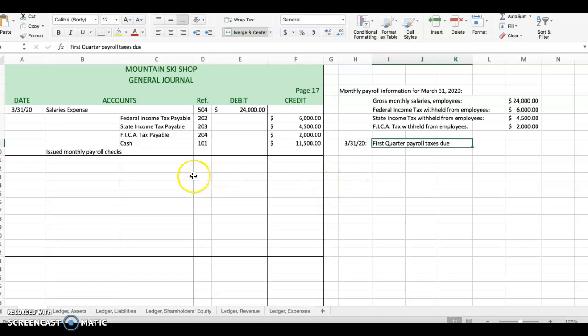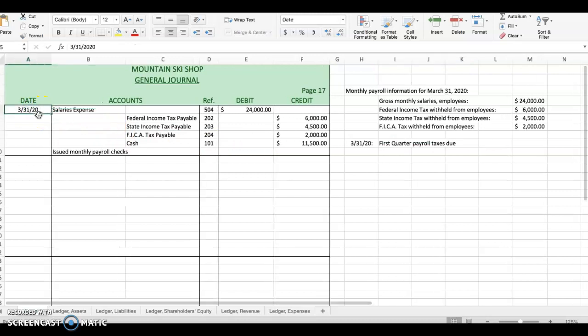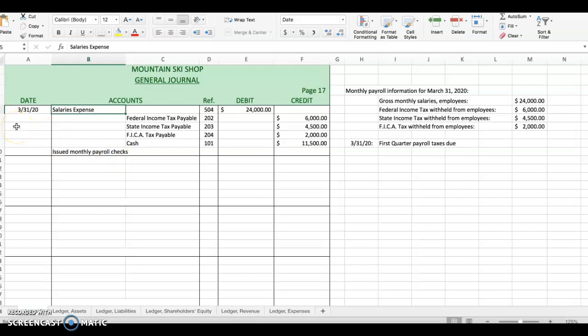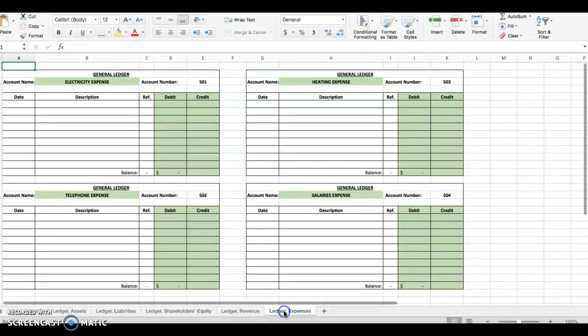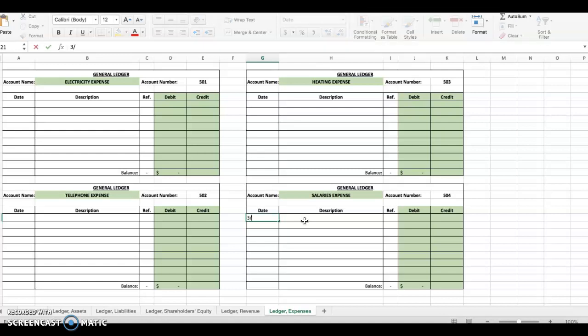Now, what we do not do is pay these amounts, as we'll see in a moment, but we pay the entire quarter, which means 3 months. So let's take a look, first of all, at how this was posted. On March 31, salary expense was debited by $24,000, and in the ledger, this should have been posted with $24,000.